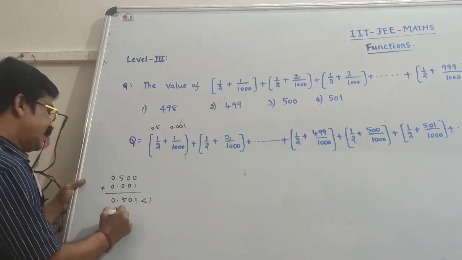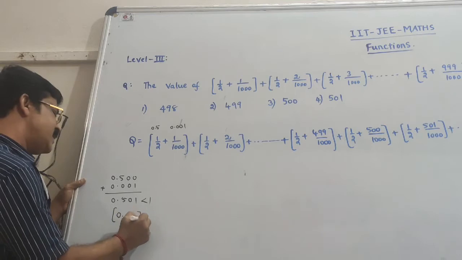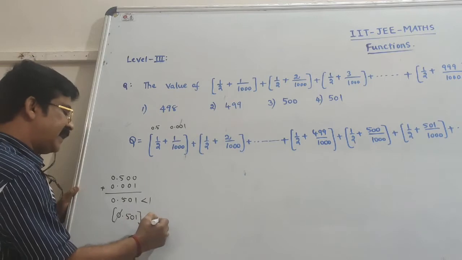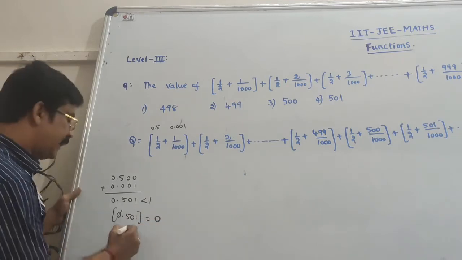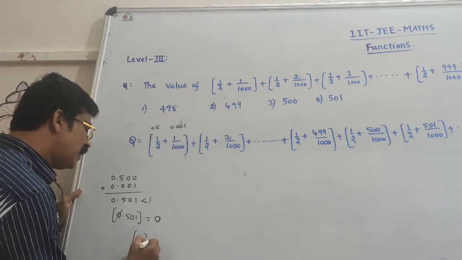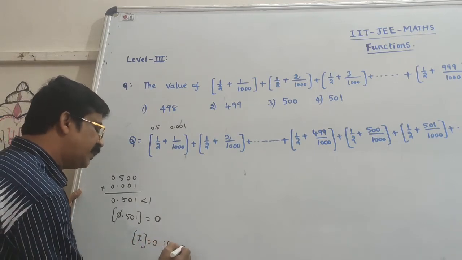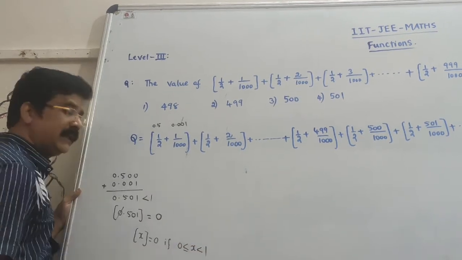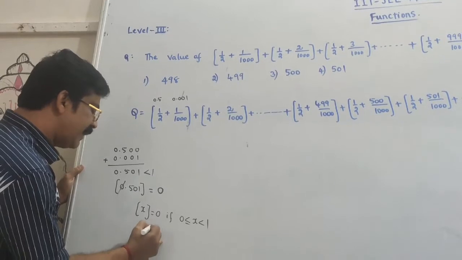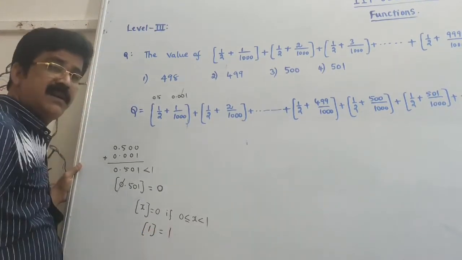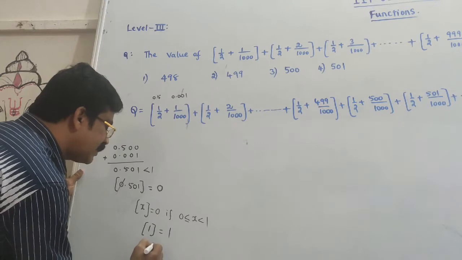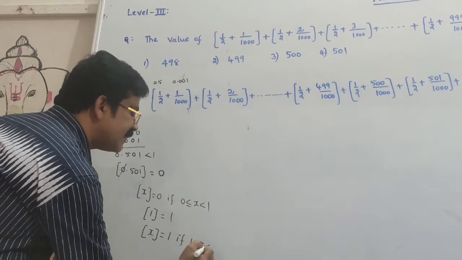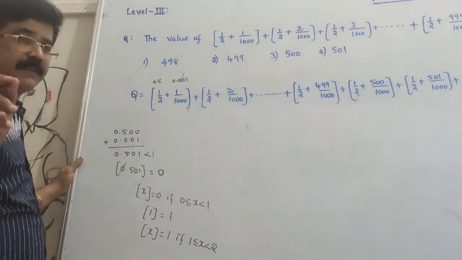What is box of 0.501? Box means step function, it will take only integer values. Box of x is 0 if 0 is less than or equal to x less than 1. Box of x is 1 if 1 is less than or equal to x less than 2. These are the basic points.